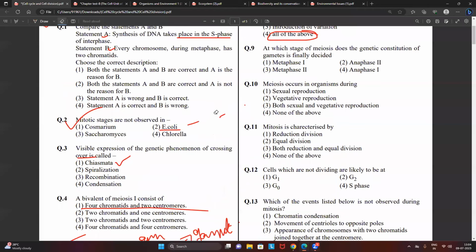Simple point it is. Then question number 9 says, at which stage of the meiosis is the genetic constitution of the gametes finally decided? See, they are asking about the final deciding. It's a very good question.